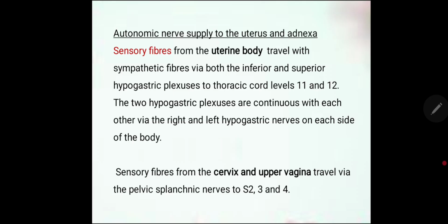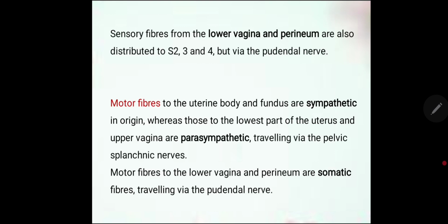Next, the autonomic nerve supply of the uterus and internal genitalia. We talk about sensory fibers and motor fibers. Sensory fibers of the uterine body travel via the hypogastric plexus and hypogastric nerves, right and left, while sensory fibers of the cervix and upper vagina travel via pelvic splanchnic nerves, but sensory fibers of the lower vagina and perineum travel via the pudendal nerve.